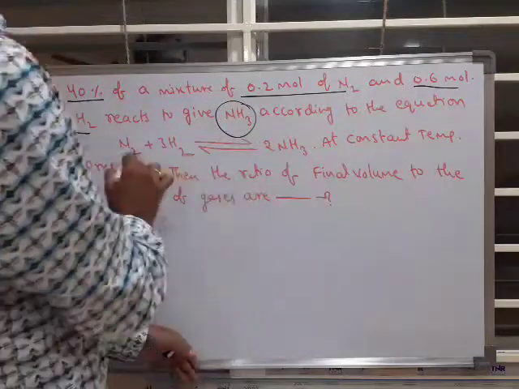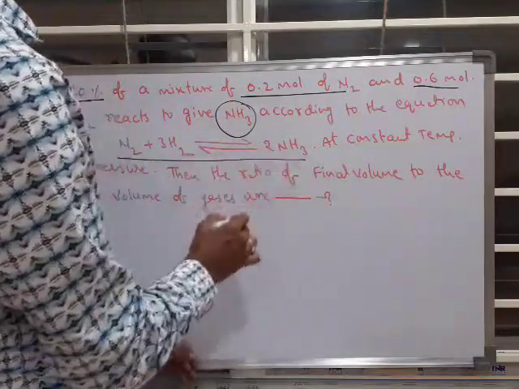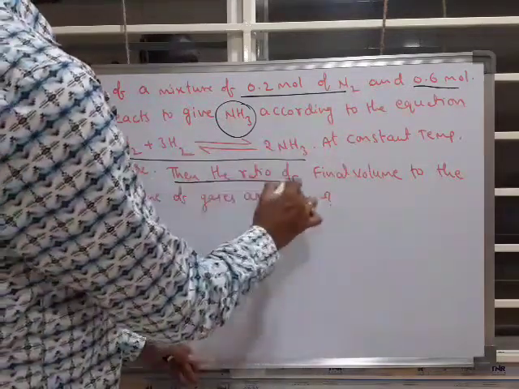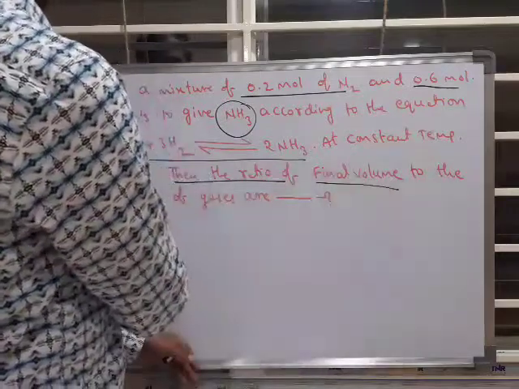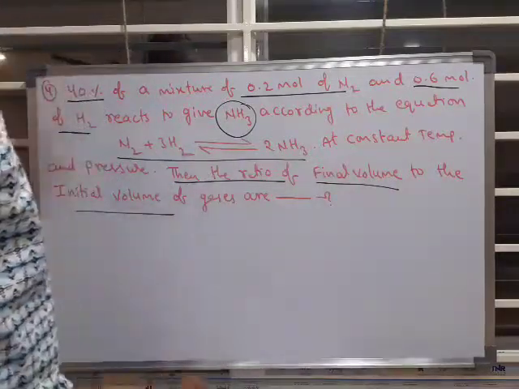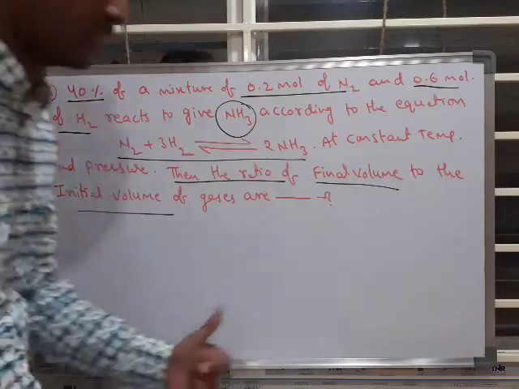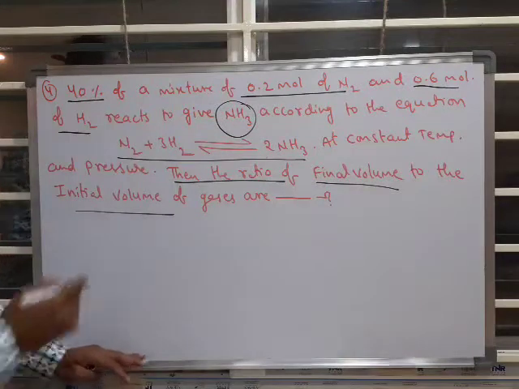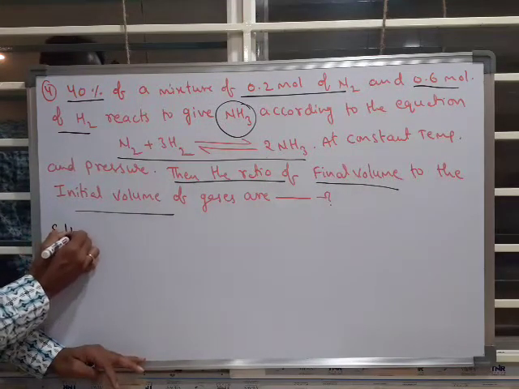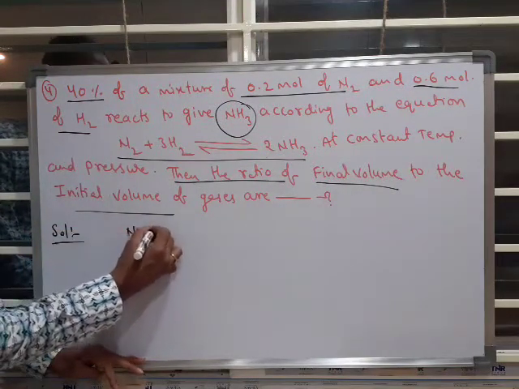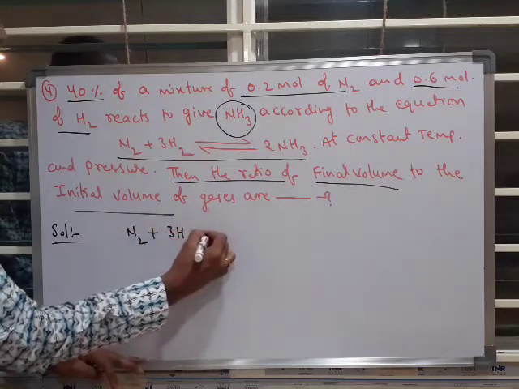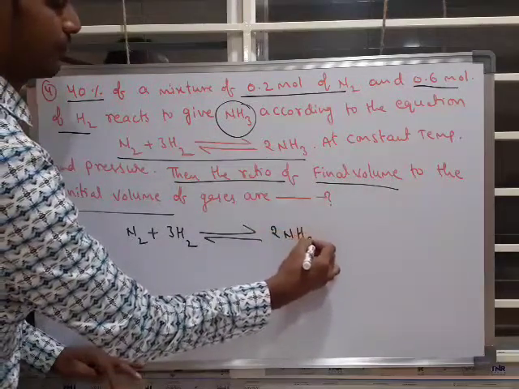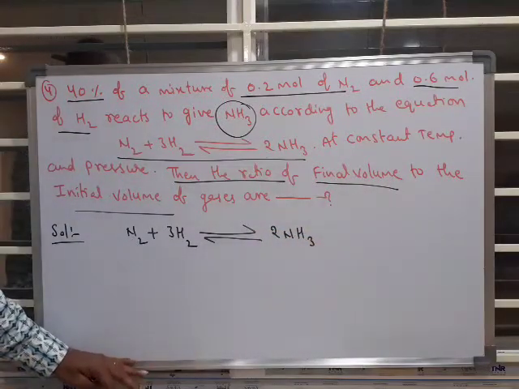So according to this equation, at constant temperature and pressure, I have to find the ratio of final value to initial value. So first we write about this equilibrium. It is given N2 plus 3H2 to NH3, at 0 time.